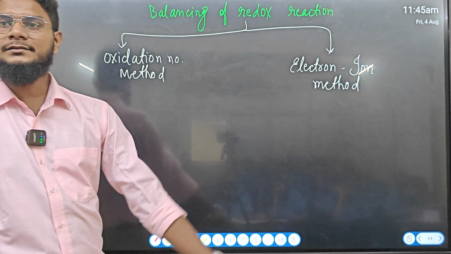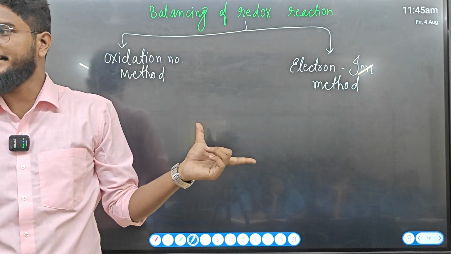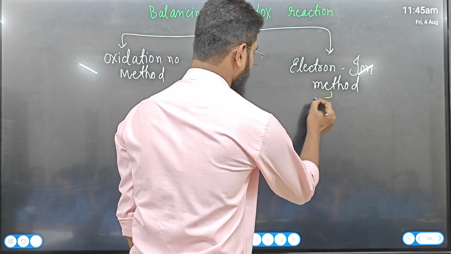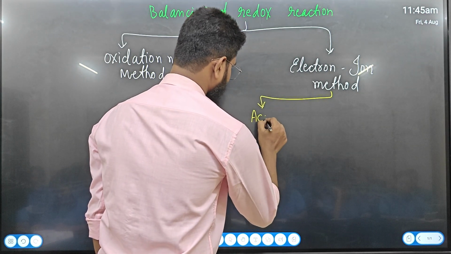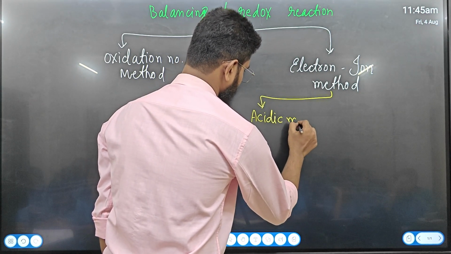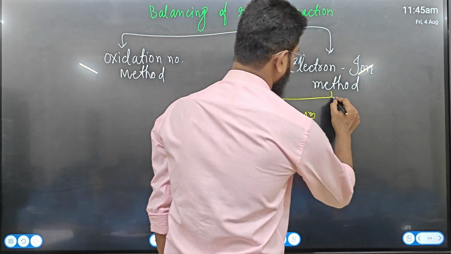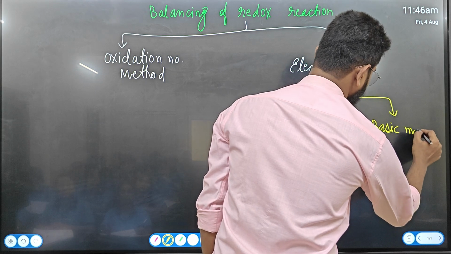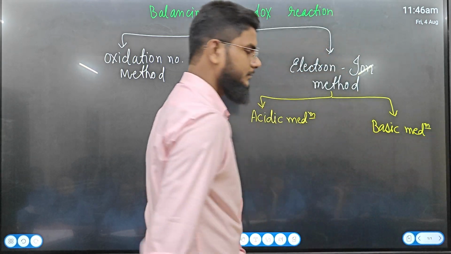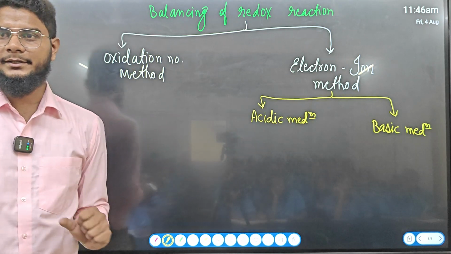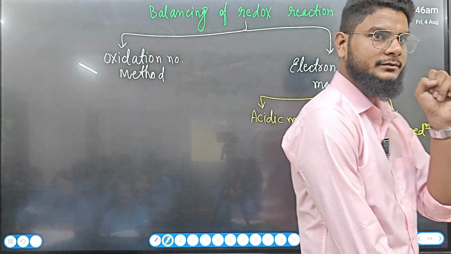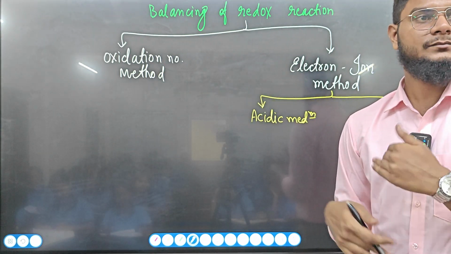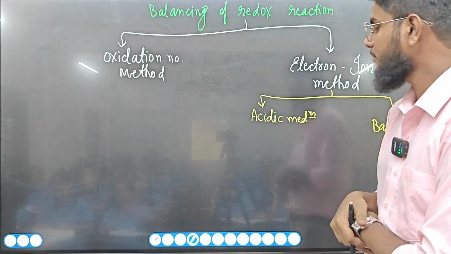Okay. We balance this electron ion method in two media: one is your acidic medium and another is your basic medium. Acidic and basic medium, that we'll discuss next class. I'm just writing how to balance through oxidation number, the steps. What are the steps you have to follow?